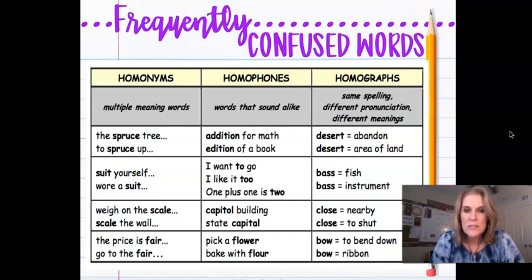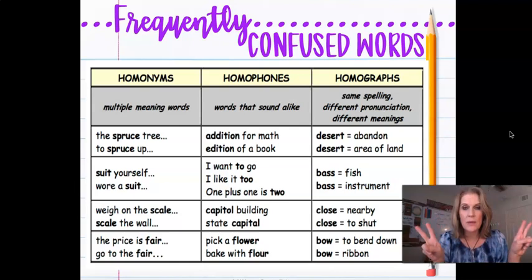Let's go to our homophones. These are words that sound alike. For example, addition for math, edition of a book. I want to go. I like it too, which means also. 1 plus 1 is 2. By the way, if you put your two hands up and put the number 2 and put them together, it kind of looks like a W, right? So that's a good way to remember that the word two, TWO, means the number 2. Capitol building, state capitol. Pick a flower, like in the garden, or bake with flour.